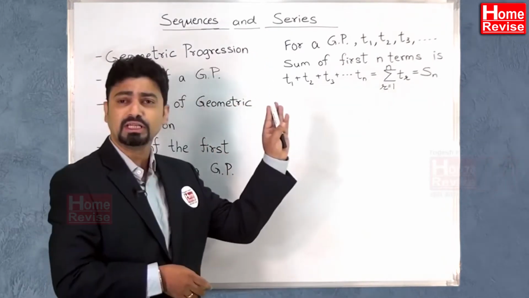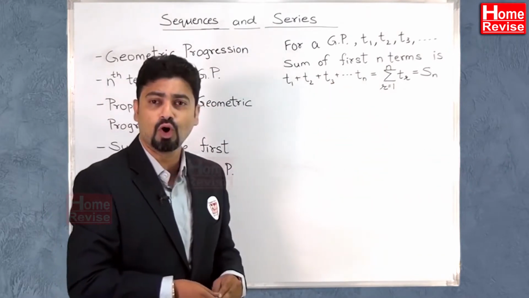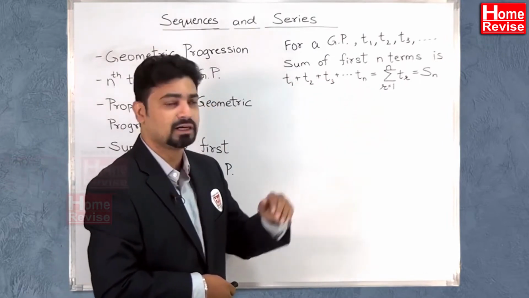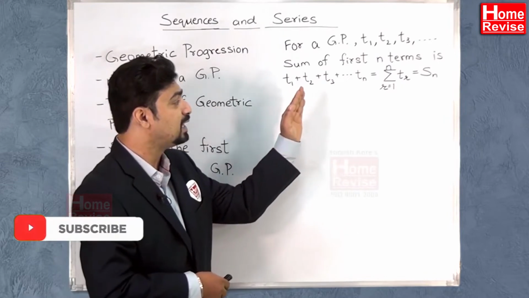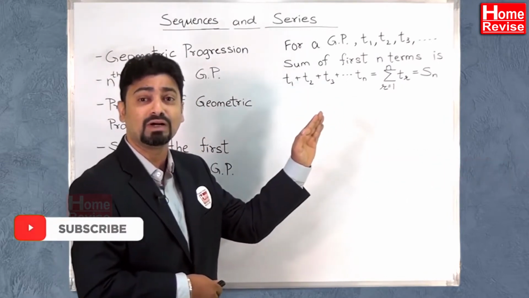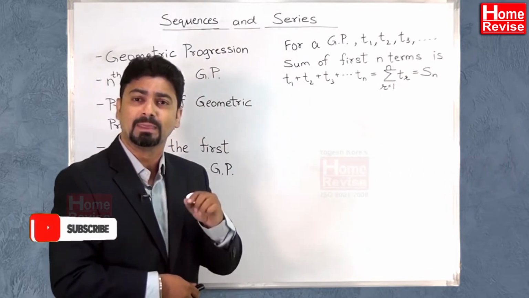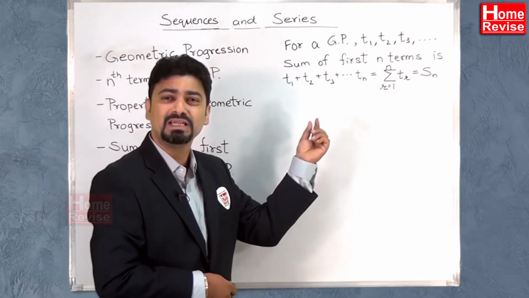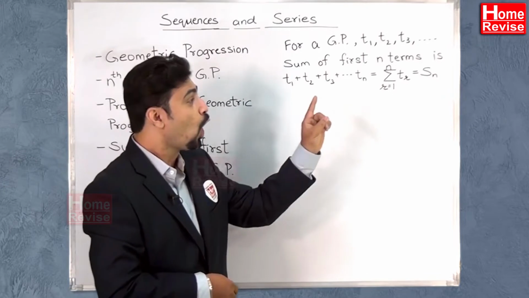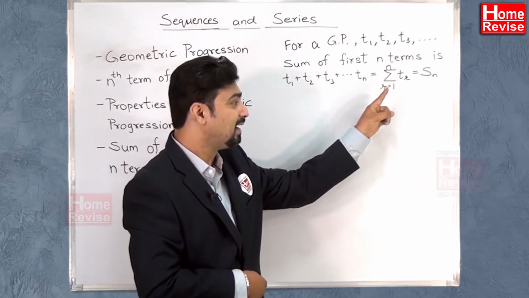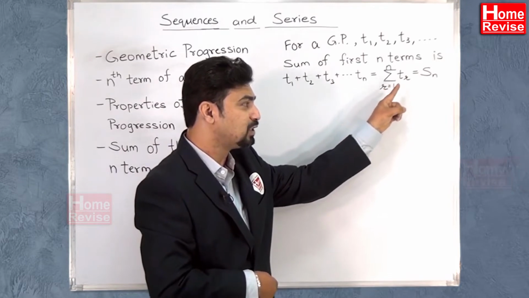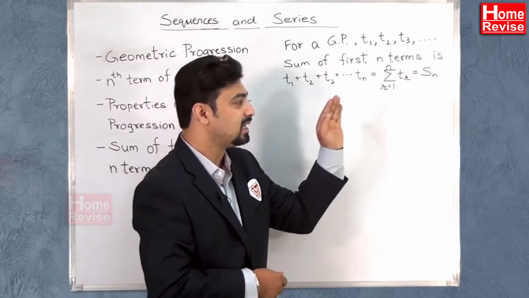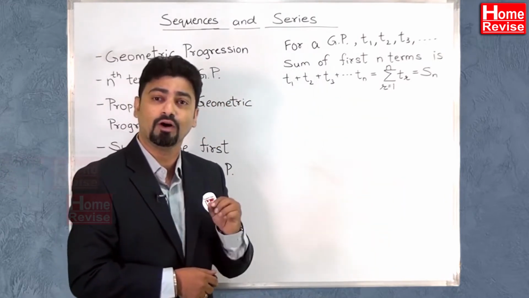What is Sn? For a GP, if I say T1, T2, T3 and so on are the terms of that geometric progression, then I can say that the sum of first n terms, that is T1 plus T2 plus T3 plus so on till Tn, is denoted by the symbol summation r equal to 1 to n of Tr. Now this summation symbol implies that we have to add all the Tr where r will take the value from 1 to n. So that will be T1 plus T2 plus T3 and so on till Tn. And this summation is denoted by the letter Sn. Now we have to find out the formula for Sn.